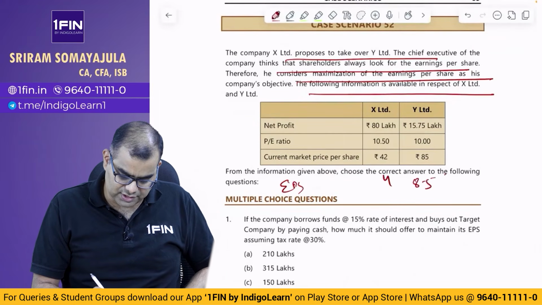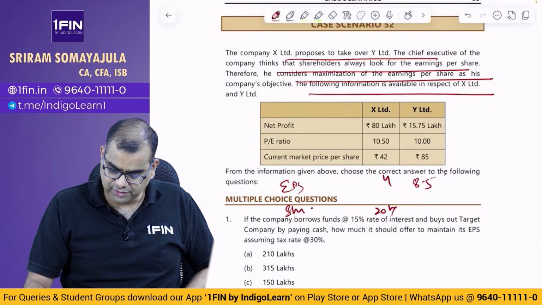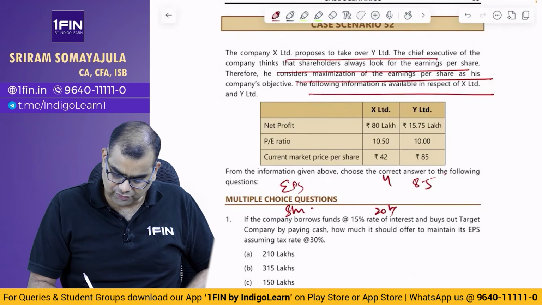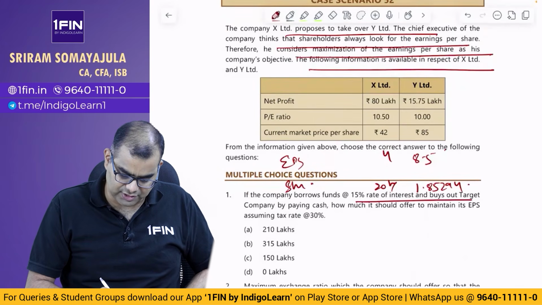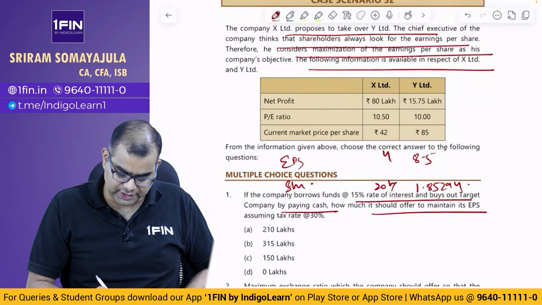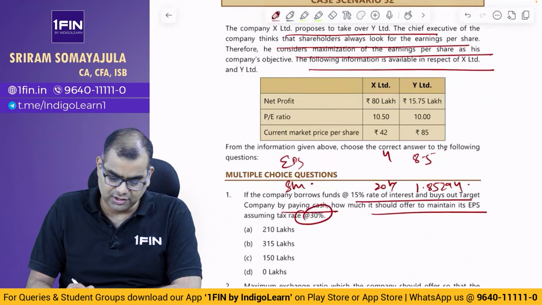If this is the thing, then share count: 80 lakhs by 4 is 20 lakhs, and 15.75 divided by 8.5 is 1,85,294. Okay, if the company borrows funds at 15% rate of interest and buys out the target company paying cash, how much should it offer to maintain EPS, assuming tax rate of 30%? So the revised EPS should be the same.